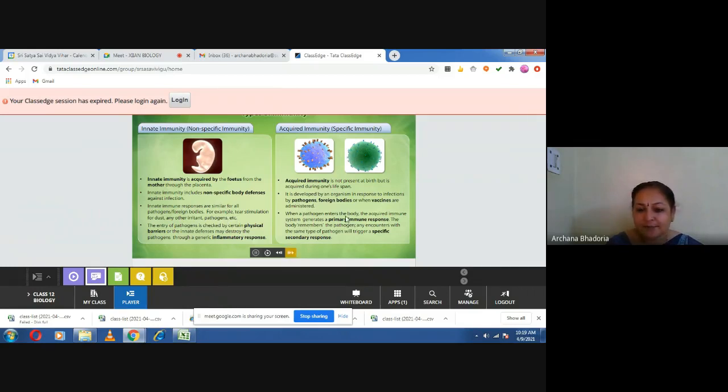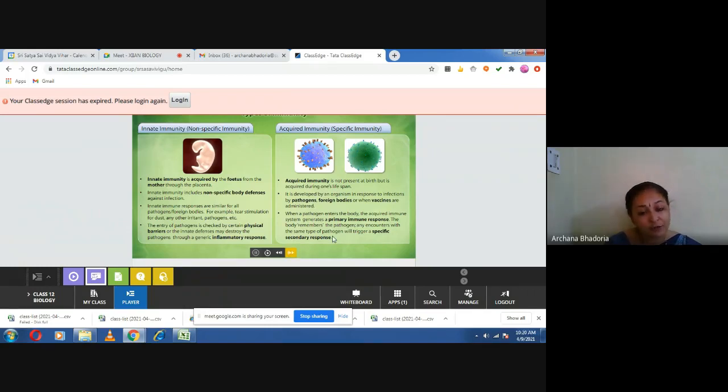And when a pathogen enters the body, the acquired immune system generates a primary immune response. The body remembers the pathogens and encounters. So this I have already discussed. Now the entry of pathogens is checked by certain physical barriers. Innate immunity is developed by the different barriers. So we will try to take up now the different barriers, children. All have noted this? In acquired immunity, barriers will not work.